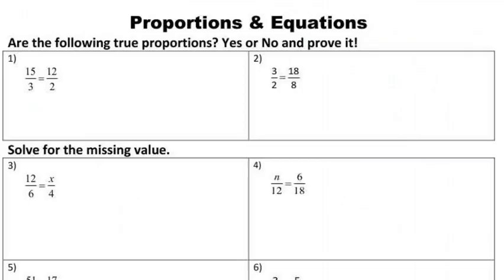So last thing that you're going to do is solve all the problems on the page. I'm going to kind of break it up a little bit. So first off, I want you to do 1 and 2. Then you can unpause and check your work. Remember, you're just telling me, are they true proportions? Make sure you prove it. So show me that cross multiplication. So go ahead, do 1 and 2, unpause, and you can check, and then we'll move on to the next ones.